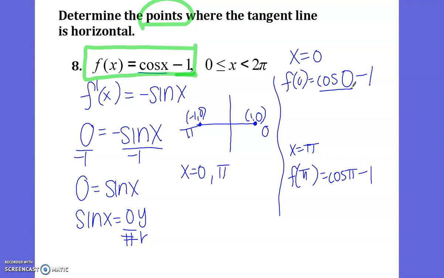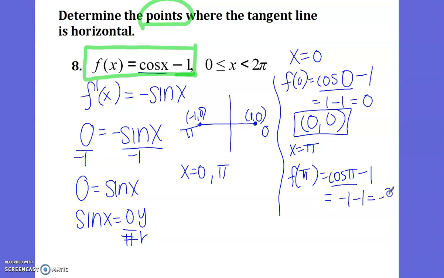Cosine of 0 is equal to 1. 1 minus 1 is 0. So this is (0, 0). At pi, cosine is negative 1, minus 1 is negative 2. So it's (pi, -2). Okay, and those are the 2 points where the tangent line will be horizontal.